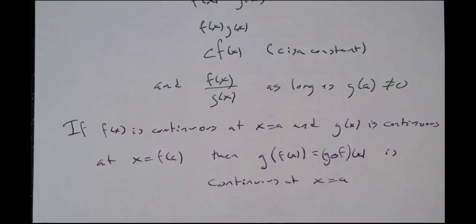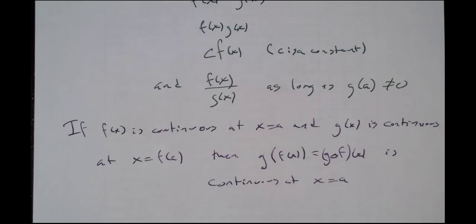I can put a continuous function inside another continuous function. f of x is continuous at some point A. And g of x isn't continuous at A this time. It's continuous at what comes out of f. Then the composition g circle f, g of f of x, is continuous at A.